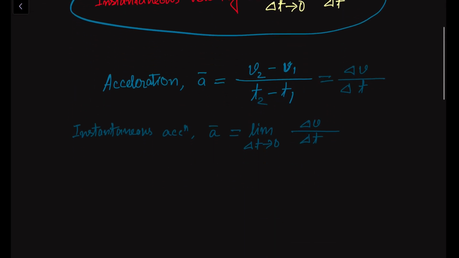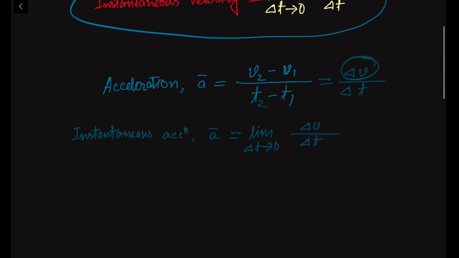So what was the acceleration? It is the change in velocity with respect to change in time. In the case of instantaneous acceleration, we have change in velocity over change in time when the time tends to 0, that means the time interval is infinitesimally small. So this much for today.